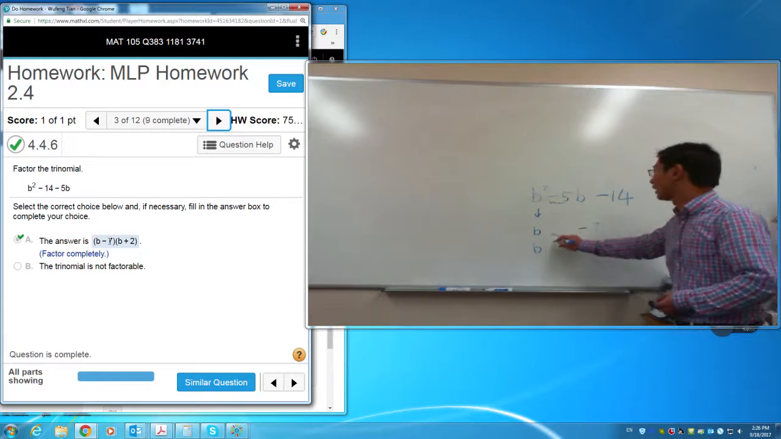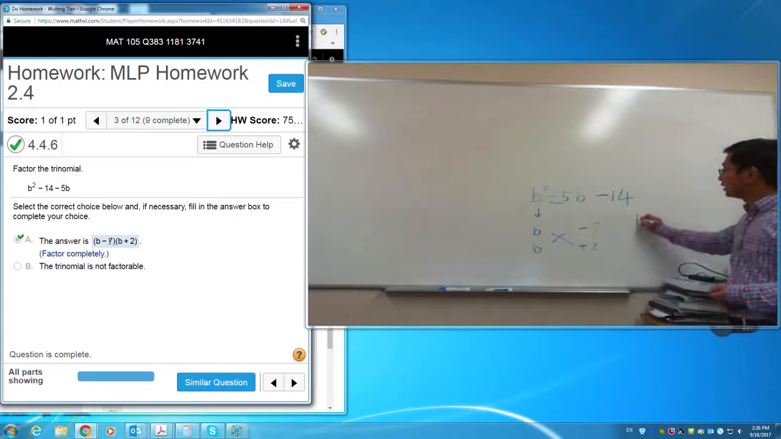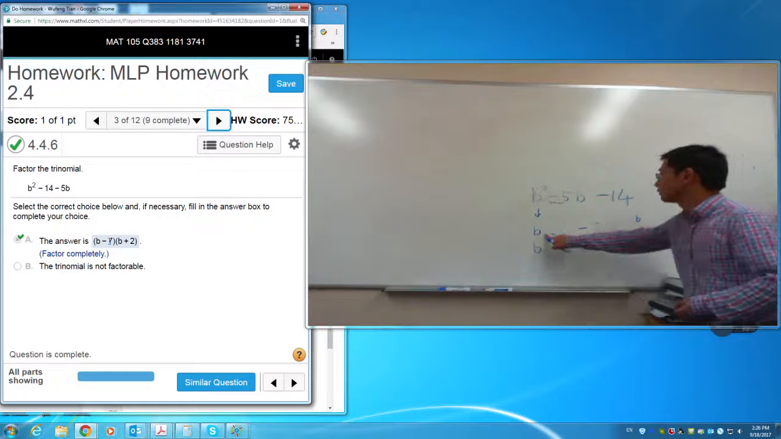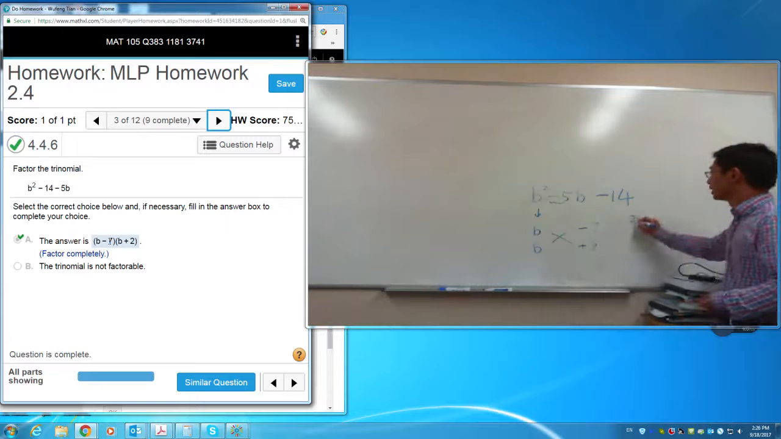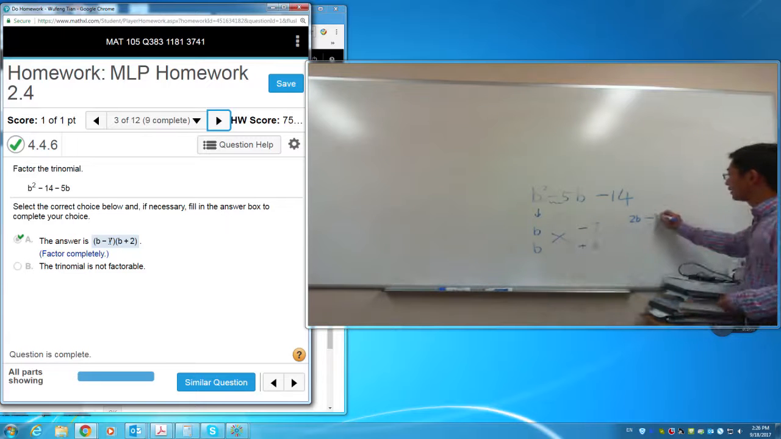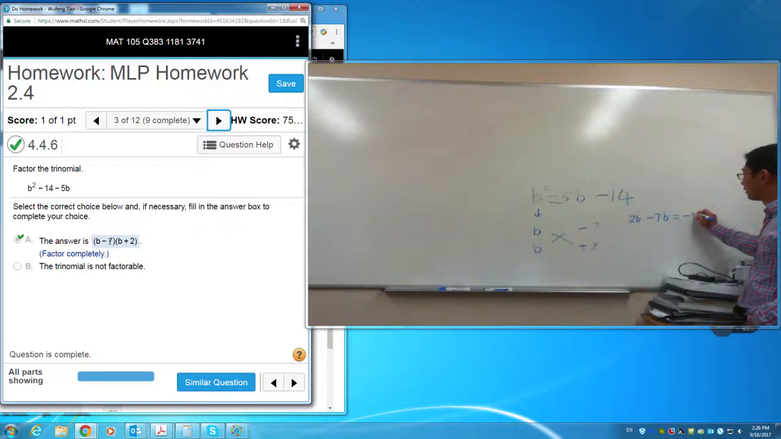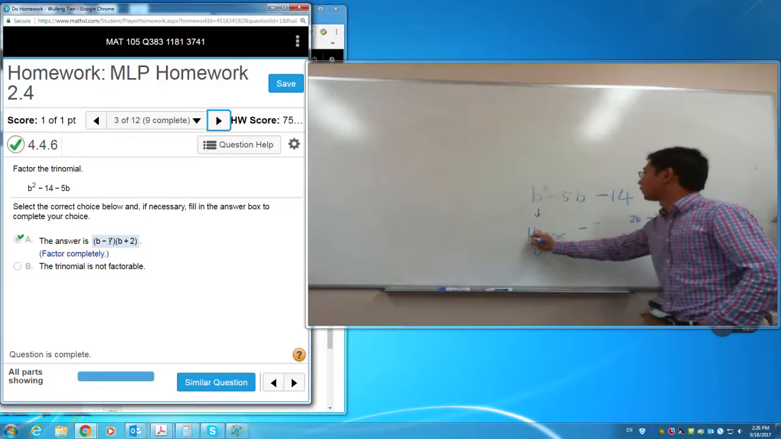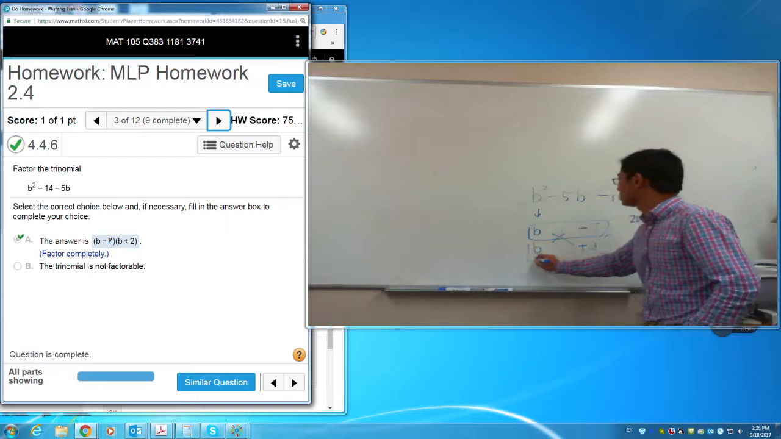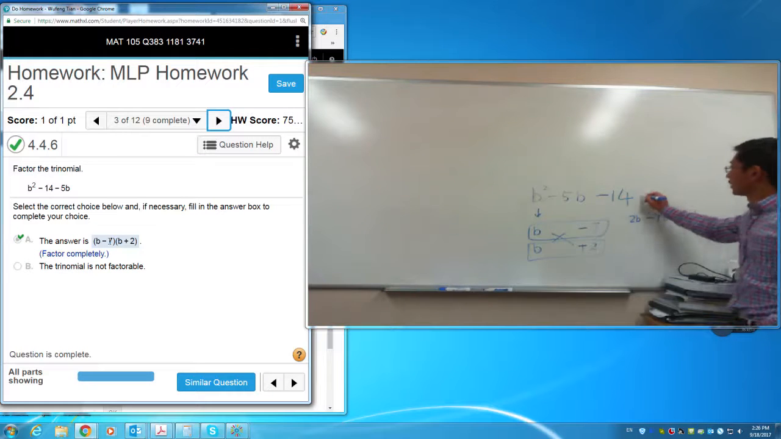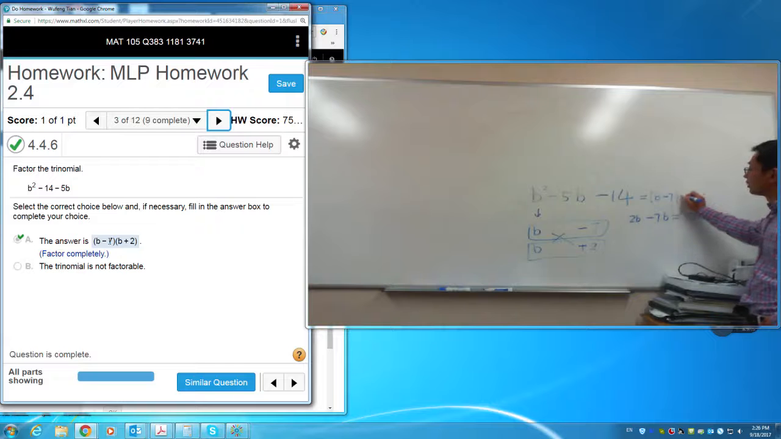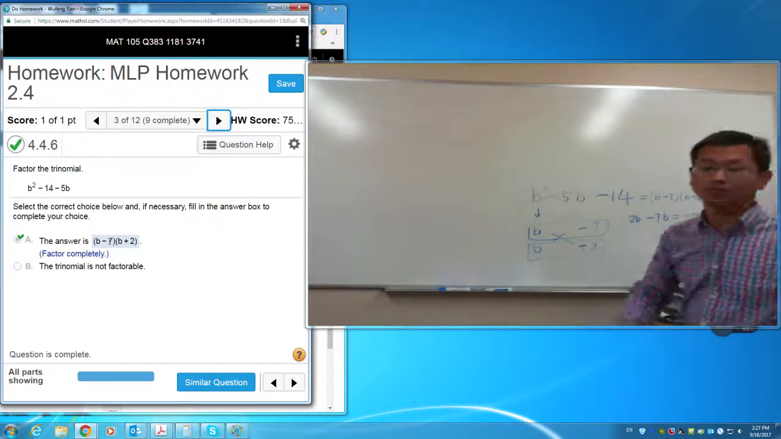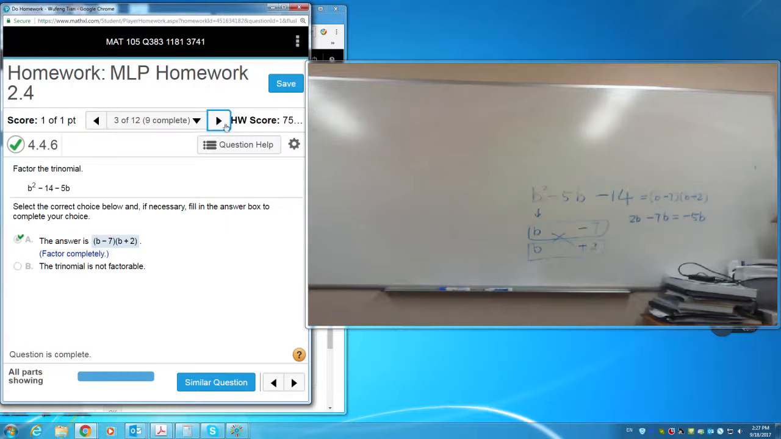Now I cross multiply, b times 2 is 2b. b times negative 7 is minus 7b. So the answer is negative 5b, and this is the middle negative 5. So this is the first factor, this is the second factor. So this one gives you b minus 7, b plus 2. Okay? That's how I do the first one. Next one.